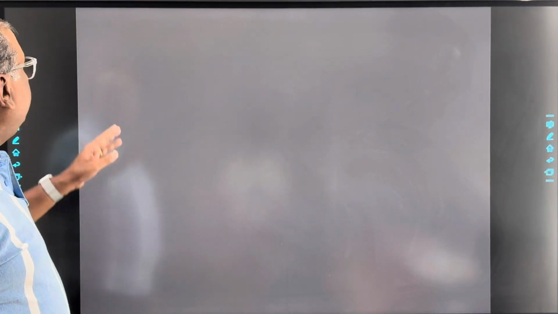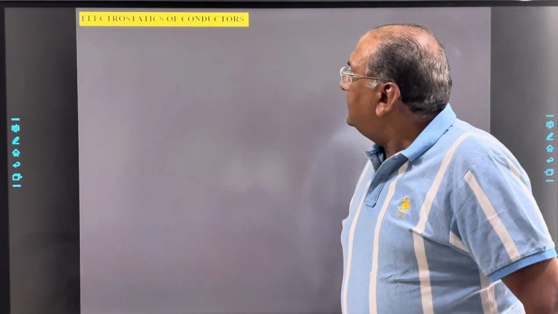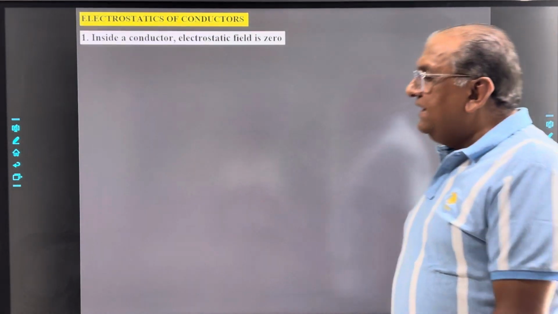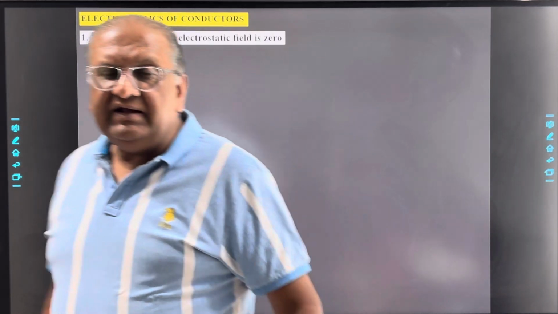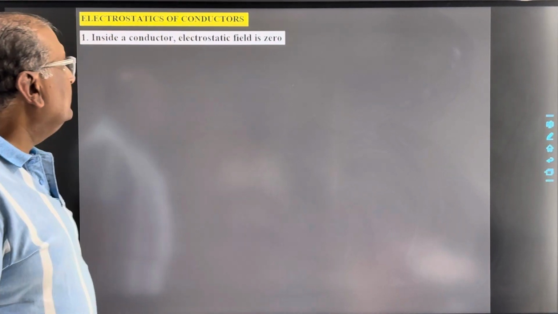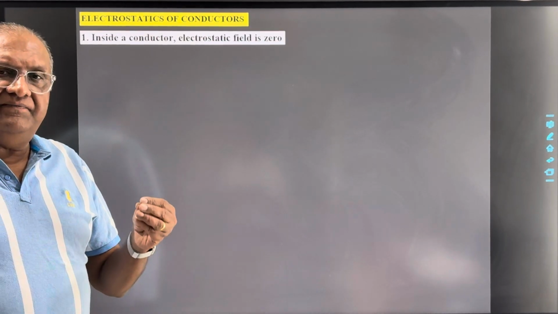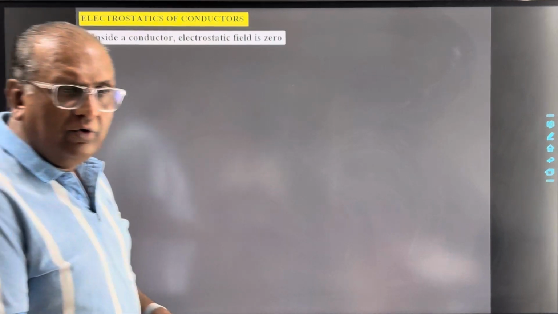Now next topic, that is electrostatics of conductors. In electrostatics of conductors, we have to understand certain fundamental things related to conductors. First thing, inside a conductor electric field is zero. So how can we say inside the conductor electrostatic field is zero?